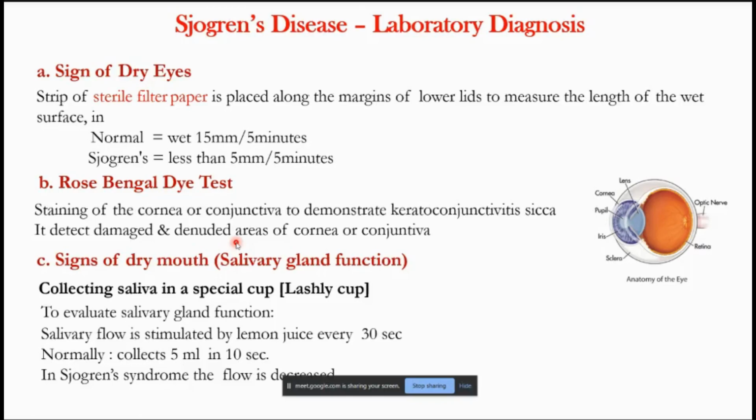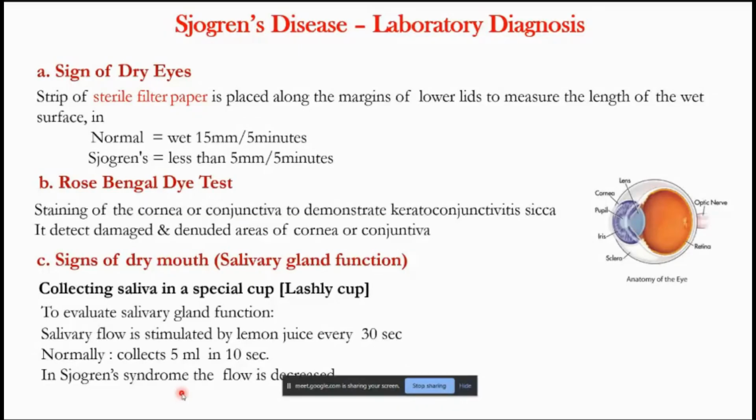As long as the patient is comfortable, you can use a dye in the eye. And the salivary gland function, which you can test, is by collecting saliva in a special cup called a Lashley cup. The salivary flow is stimulated by using lemon juice every 30 seconds. So you see how much saliva is secreted every time you use lemon juice. Normally this Lashley cup collects about 5 ml within 10 seconds. Of course, in Sjögren syndrome, it will be reduced.